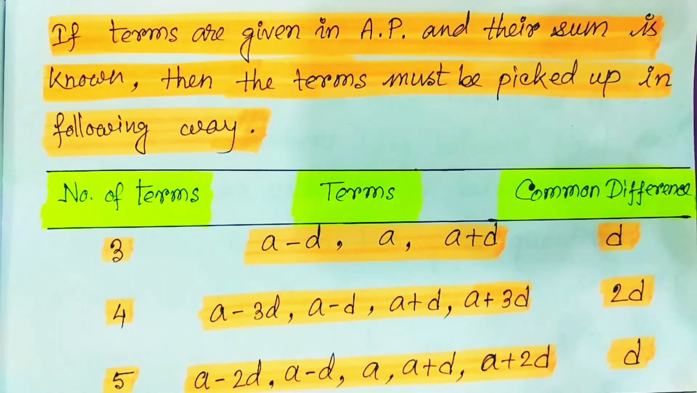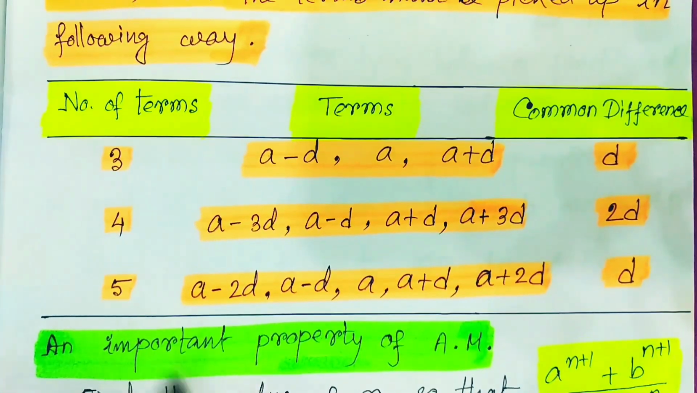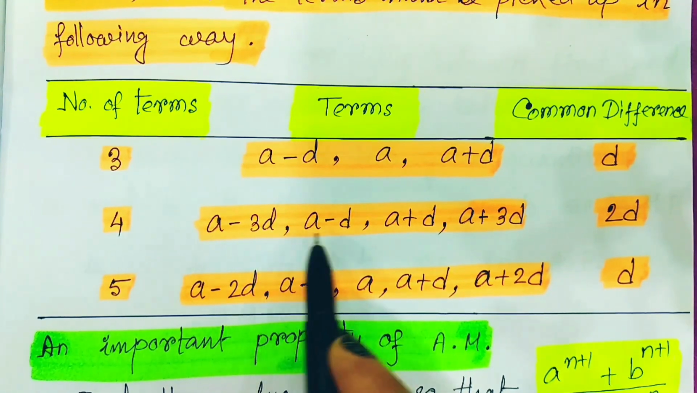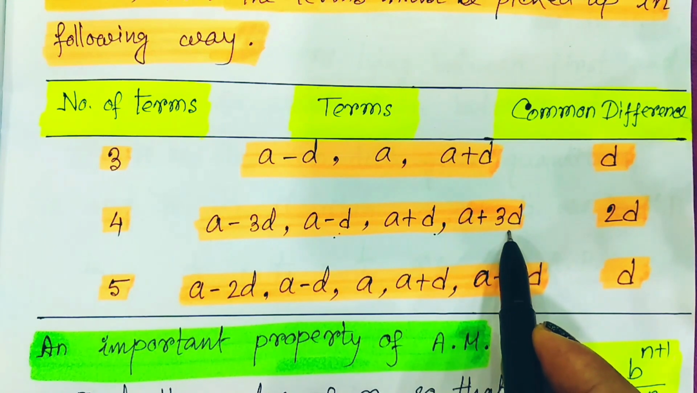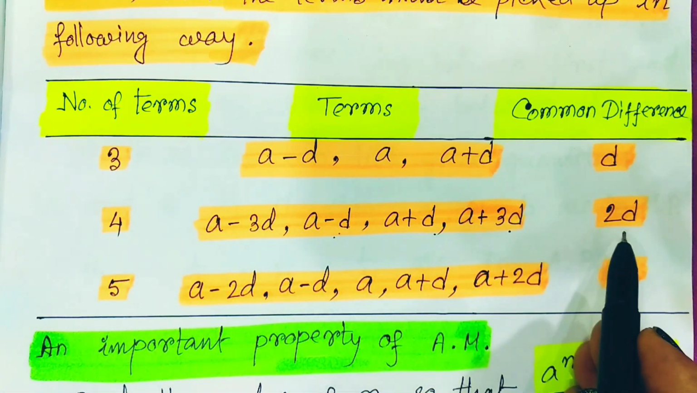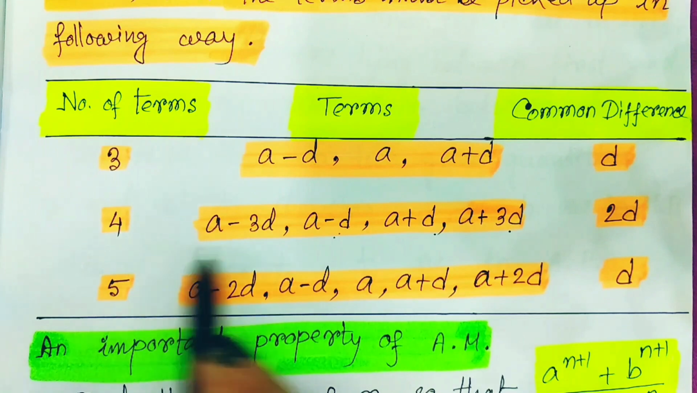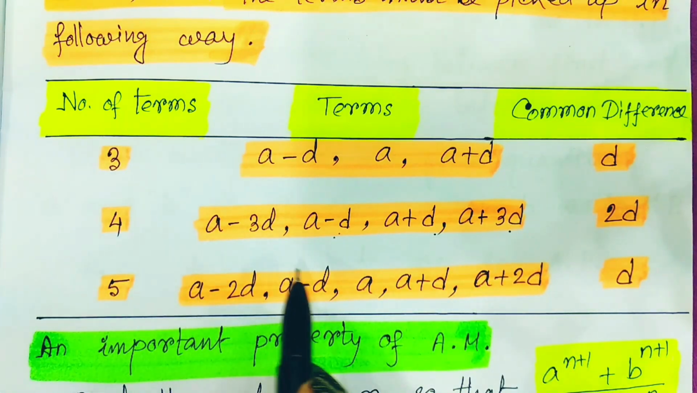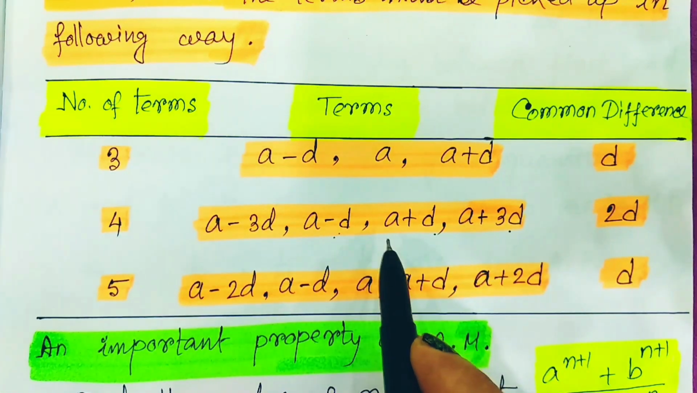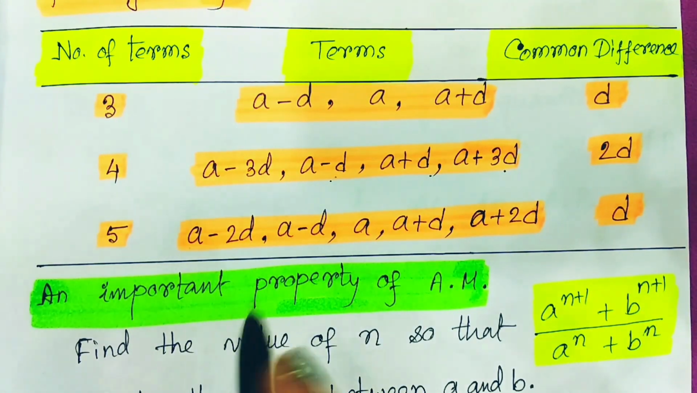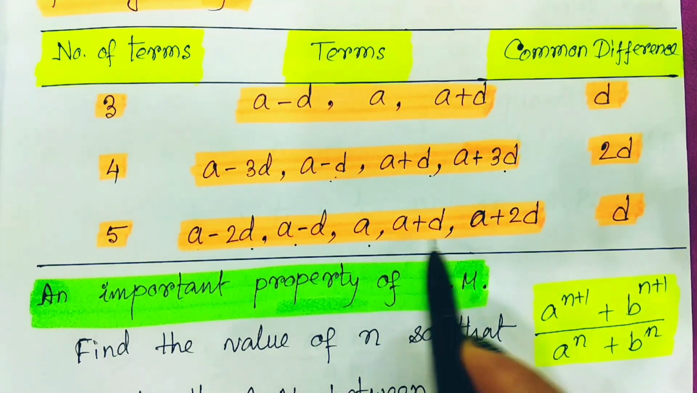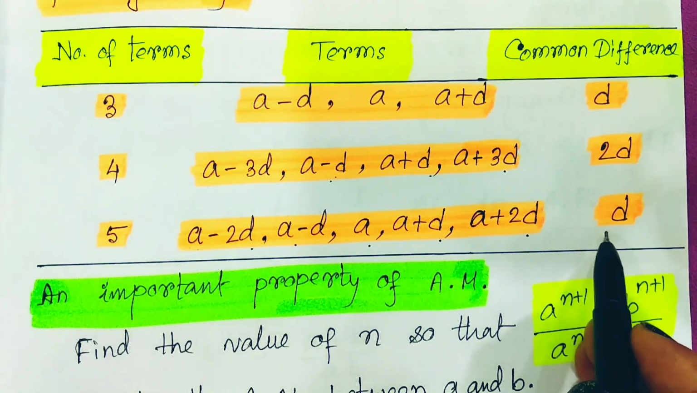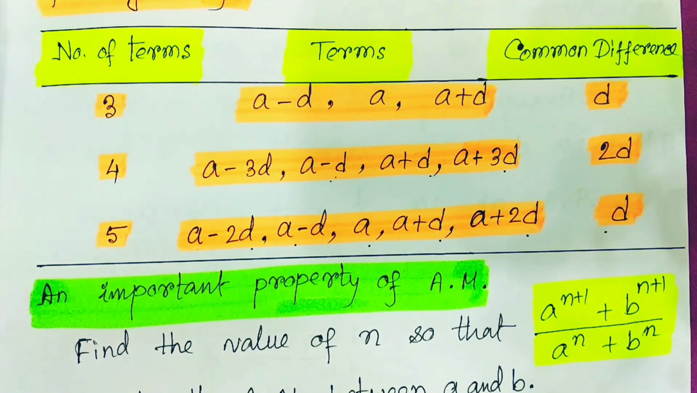Likewise, if 4 terms we are supposed to choose, then it should be a minus 3d, a minus d, a plus d and a plus 3d. And here the common difference we have chosen is 2d. Just observe, if we add all those, then again the d term will be cancelled out. That's why we can choose in this way. Likewise, if 5 terms, then it is a minus 2d, a minus d, a, a plus d, a plus 2d. And here the common difference is d. In this way, any number of terms we can choose as per our convenience.